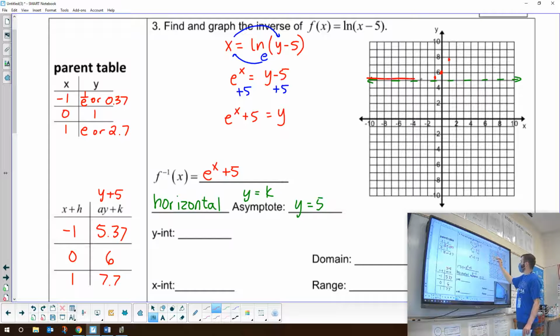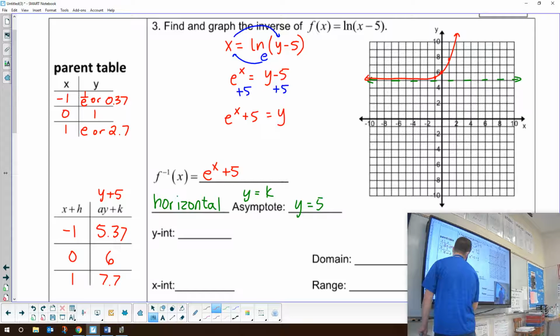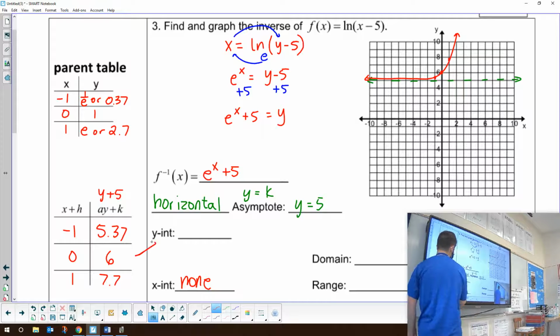It's going to hug this asymptote, and it's going to spike up. And then we can see that I do not have an x-intercept because it's not going to cross that x-axis because it's above that horizontal asymptote up top. So my x-intercept is that there's going to be no x-intercept. And then my y-intercept is going to be right here at 0, 6. Okay, so there we go. All right, it all worked out.